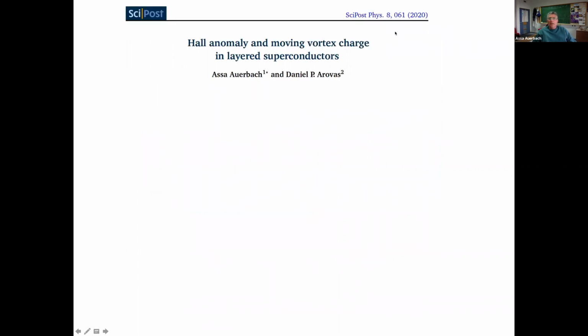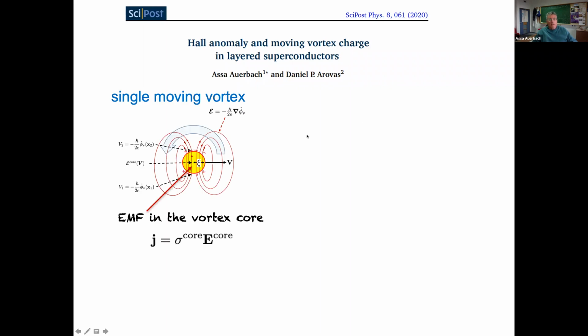So in the paper last year with Danarovas, we gave our position on this matter, and we built up the theory of transport, as I showed before, from the response of the vortices to an electric field, not to a current. When a vortex moves, this is essentially the current that goes around the vortex. When the vortex moves with velocity v, the phase twisting, as we said, produces an EMF field that looks like a dipole configuration around the vortex core.